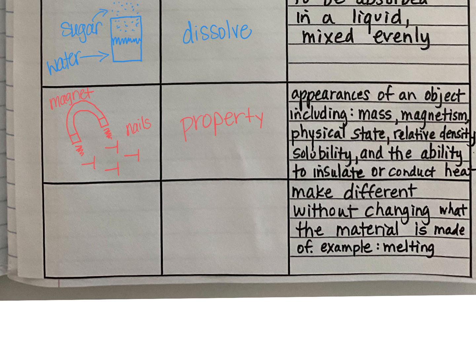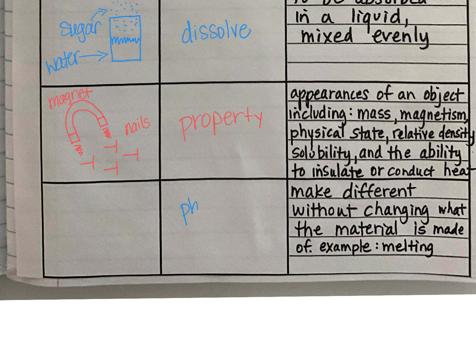Okay, our last word is going to be physical change. A physical change means it becomes different without changing what the material is made of. For example, melting. Let's think about ice. What happens to ice when it is heated? It changes to what? Water. That's a physical change. It's going from a solid to a liquid.